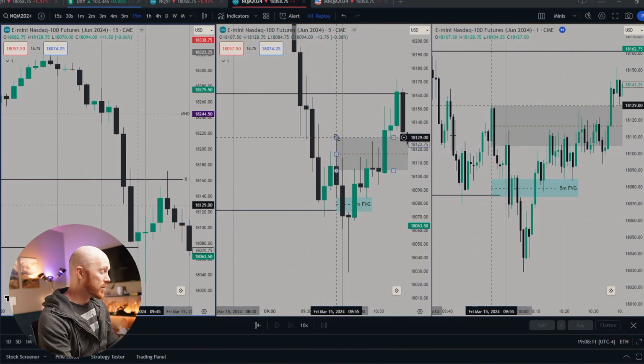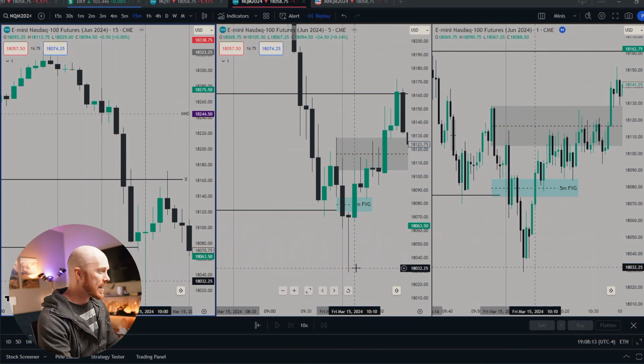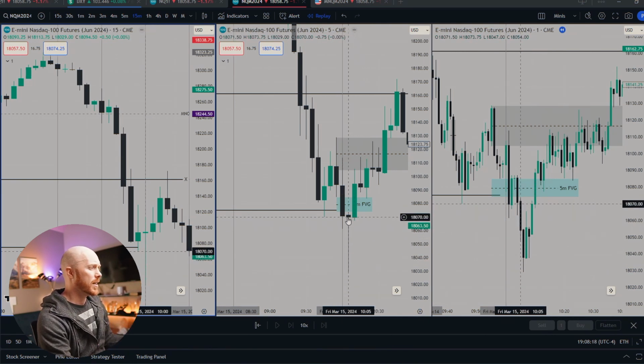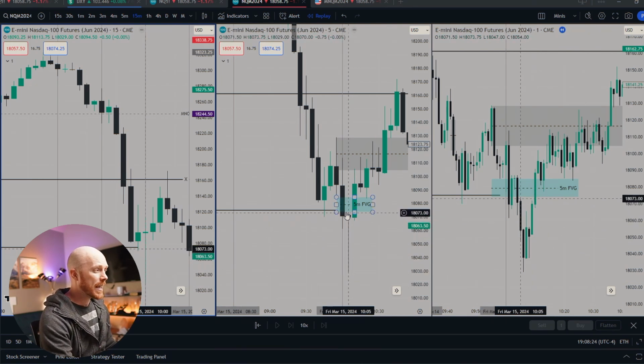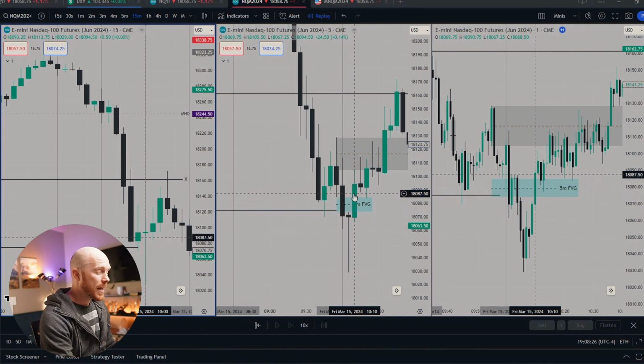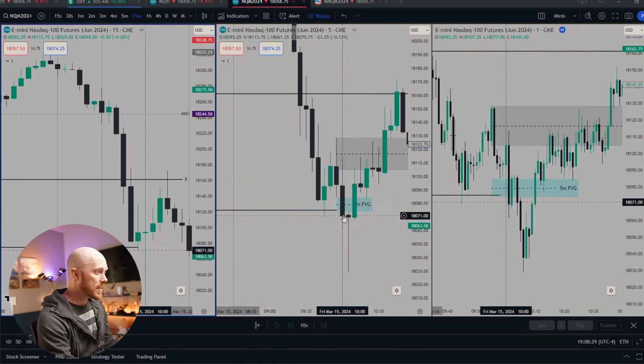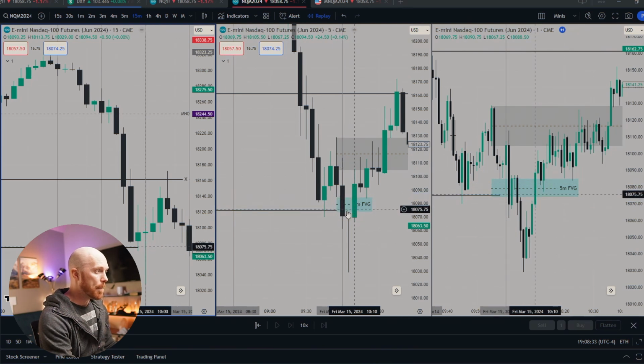We make a bounce, and then we go lower, and then we make this beautiful wick. This is gorgeous. I love this long-tailed wick, and especially when the next candle creates a balanced price range. Basically, this fair value gap is balanced by this fair value gap, a balanced price range.